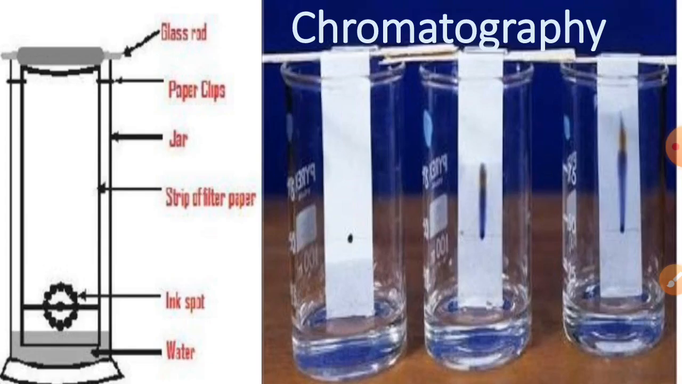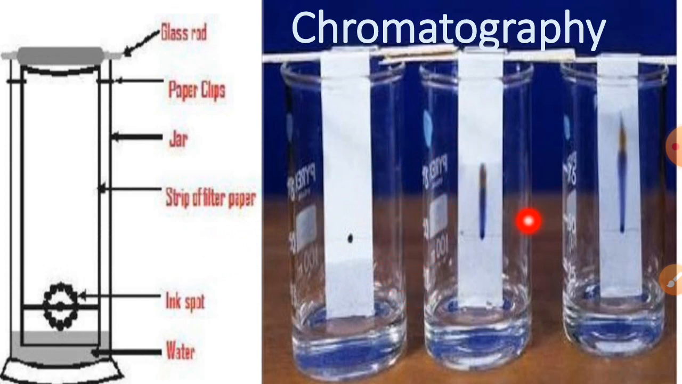Now here is chromatography. This is a very interesting method. How can we separate different colored solutes from a solution? The basic principle of chromatography is that the colored components of a mixture are separated by using an absorbent on which they are absorbed at different rates.